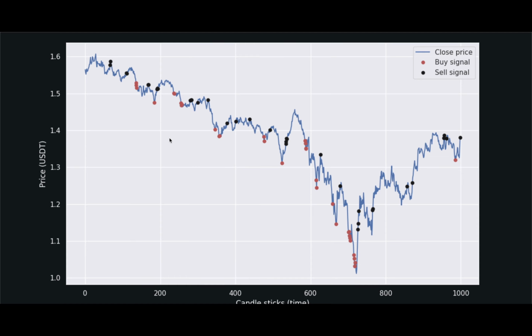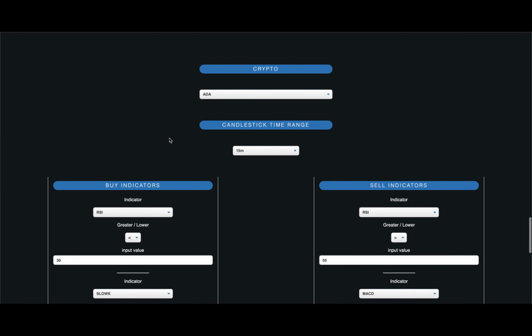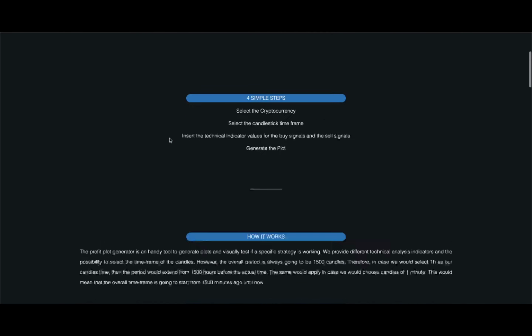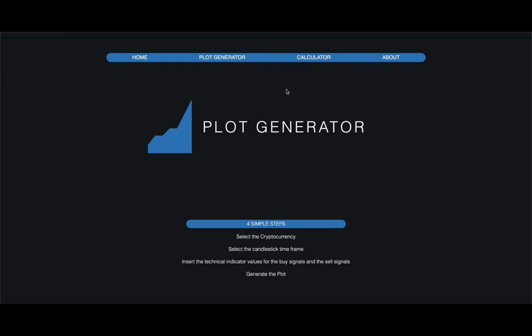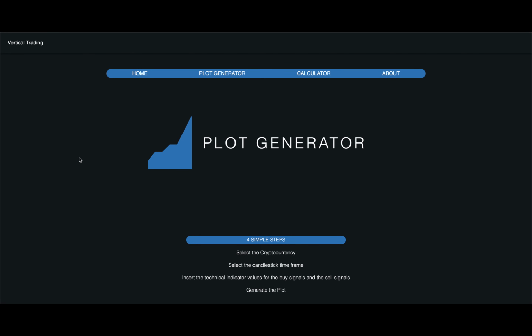Thank you for jumping in this tutorial, and we will continue developing and improving our tools. And please don't forget to check also the calculator, which will not only give you some visual understanding of your strategy, but it actually will give mathematically the result of your strategy. To the next one.